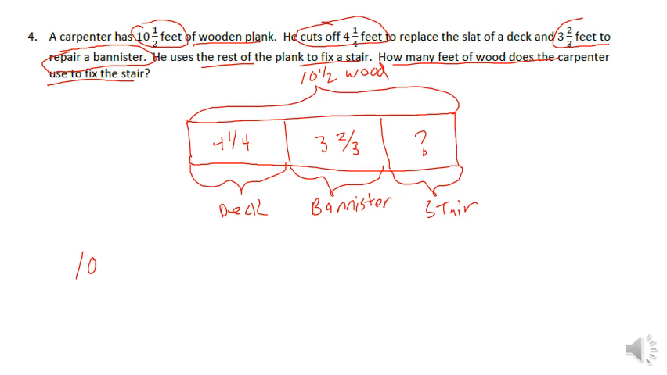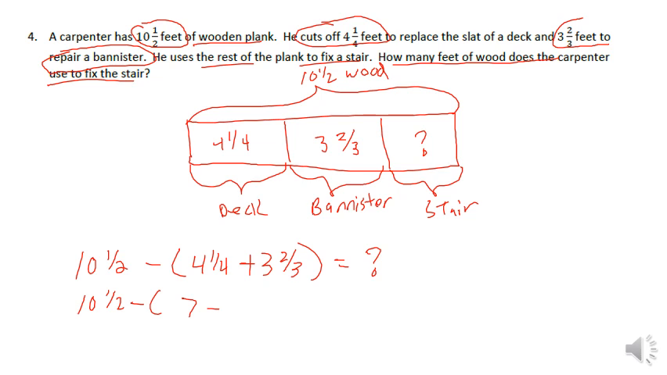So I can see what I'm going to end up having to do here is I have 10.5 feet of wood, and I need to subtract the sum of 4 1/4 plus 3 2/3 to find out how much the stair was. So I'm going to start off by adding these. So I got 10.5 minus, I'm going to add my whole numbers first. That's 7 plus 1/4 plus 2/3. Now I'm going to add 1/4 and 2/3.